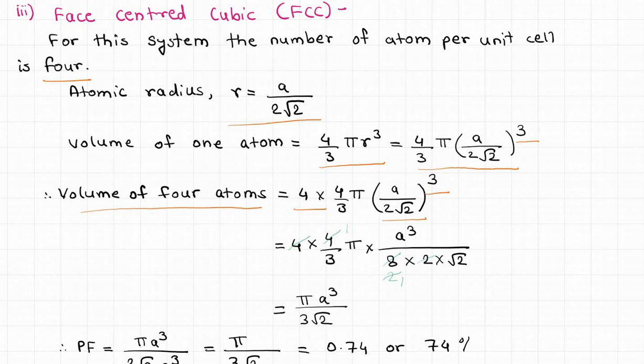Therefore, volume of 4 atoms is equal to 4 into 4 by 3 pi into (a divided by 2 root 2) whole cube. So 4 into 4 by 3 pi as it is. a cube is a cube. 2 cube means 8 and root 2 cube means 2 root 2. So here 4 2s are 8, 2 2s are 4 and this 2 and this 2 are cancelled. Therefore, at numerator it is pi a cube and at denominator it is 3 into root 2. So it is equal to pi a cube divided by 3 root 2.